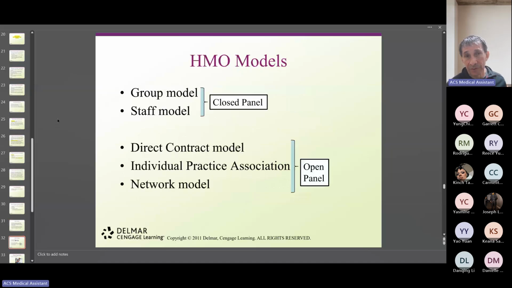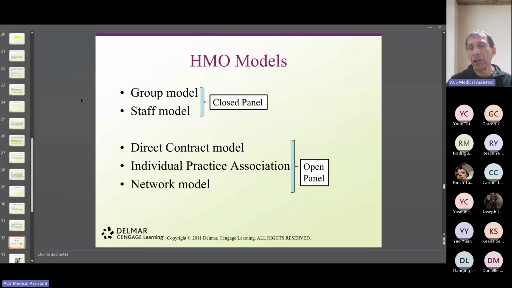HMO models. When we talk about models, we're going to talk about closed panel and open panel. So in general, what is a closed panel? We're going to discuss it in detail in the next slide. Closed panel is when the HMO is in charge. So directly, we abide by the HMOs. Open panels, well, the opposite. We are not bound by the HMOs.